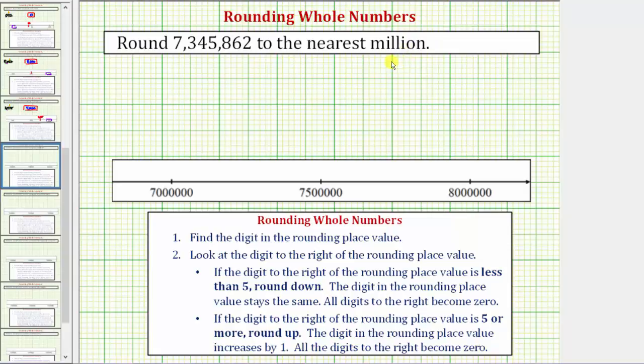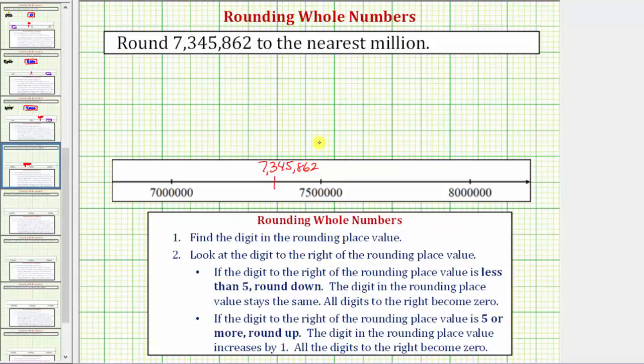So to round this using the number line, if we were to count by millions, notice how the given number would be between 7 million and 8 million, where in the middle we would have 7,500,000. And now let's go ahead and plot 7,345,862 on this number line. Well, we know it's less than 7,500,000, so let's just say it's approximately here.